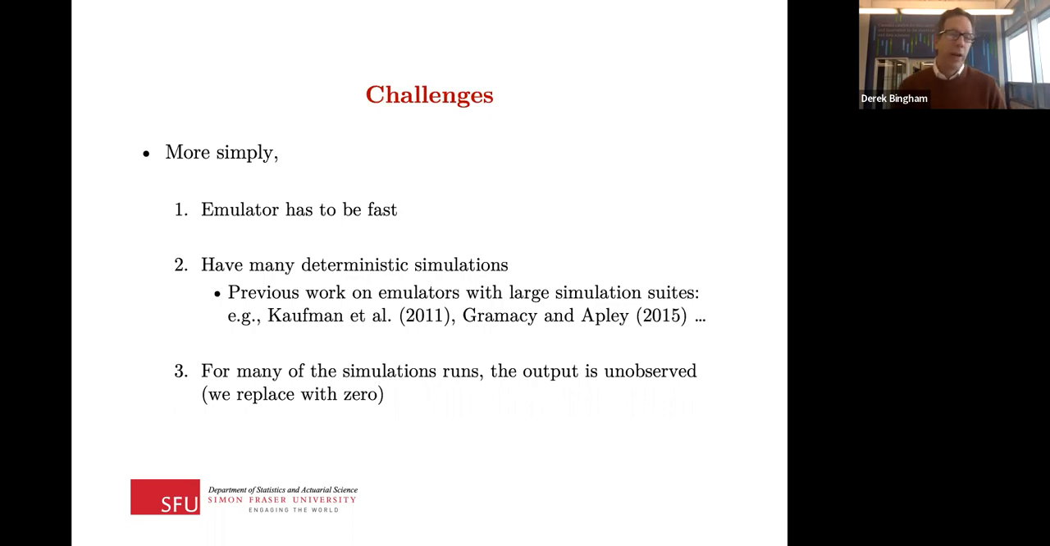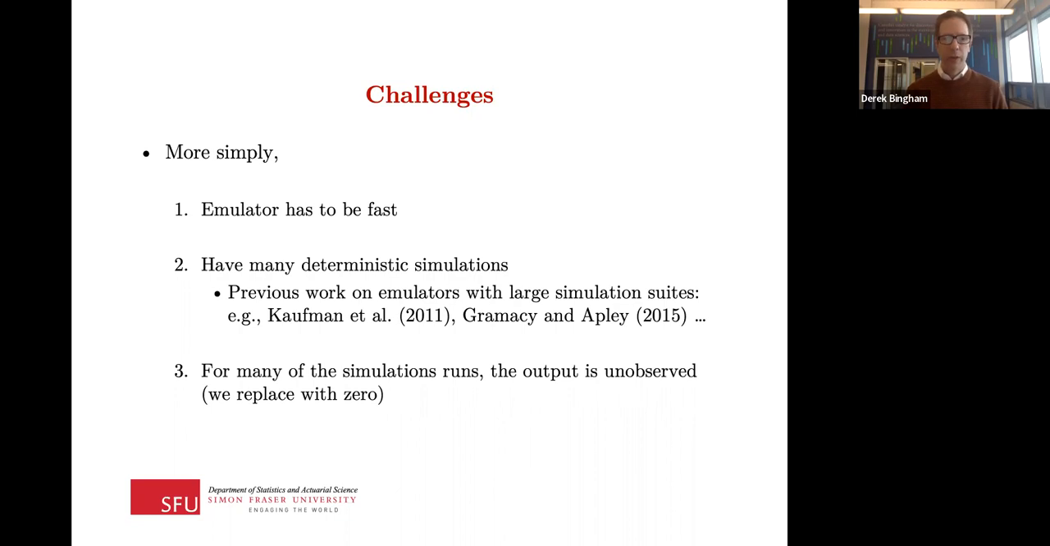Okay, so what are our challenges? The astronomers wanted a fast model of their simulation model, which is conventionally called an emulator. We have deterministic simulations, and we have a lot of them. As I'm going to say in a couple of slides, there are reasons for this, but Gaussian process models are often used to emulate deterministic computational models. And there has been previous work on emulators with large simulation suites. For example, there is some work done by Kary Kaufman, who is a CMU grad, and she did some work with me way back in 2011.